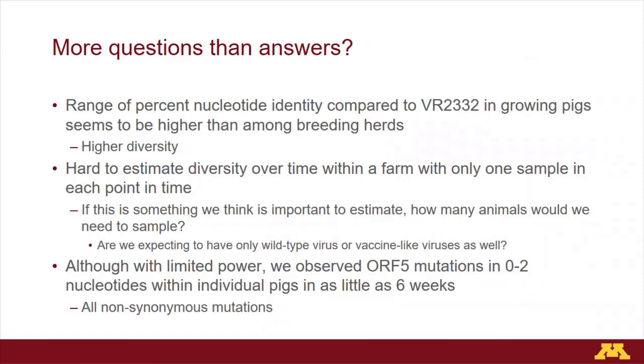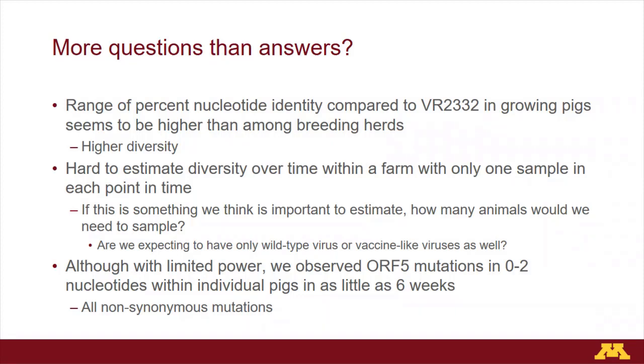So that's pretty much what I have as a preliminary result so far. But I'm afraid we end this talk with more questions than answers. We saw that the range of percent nucleotide identity compared to VR2332 in growing pigs seems to be higher than among breeding herds, and that might indicate a higher diversity. However, we also saw that it's hard to estimate diversity over time within a farm with only one sample at each point in time. So if this is something that we really want to pursue, we should perhaps reconsider how we are sampling those animals for that particular purpose.